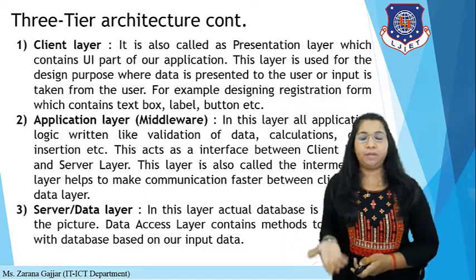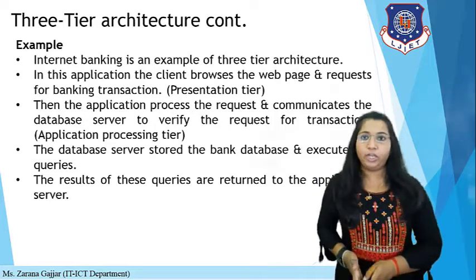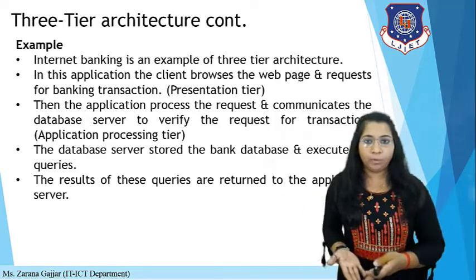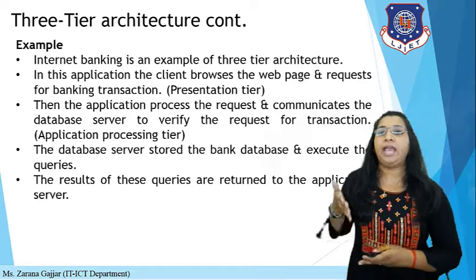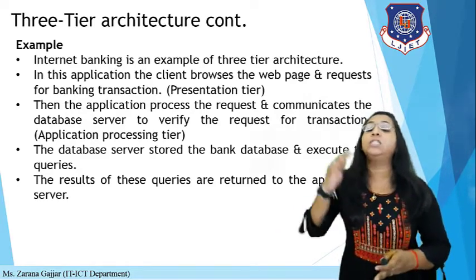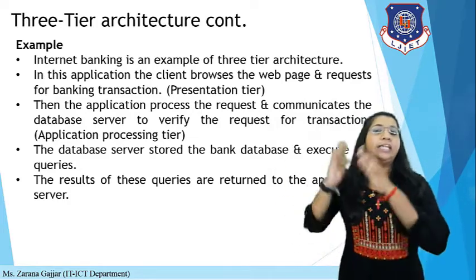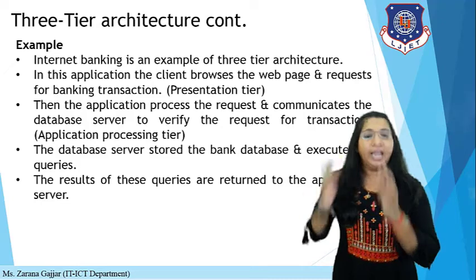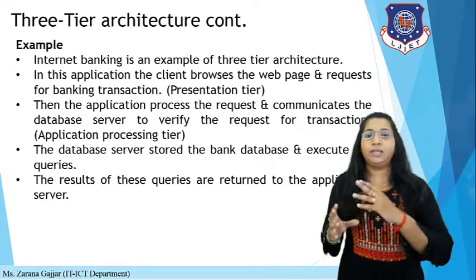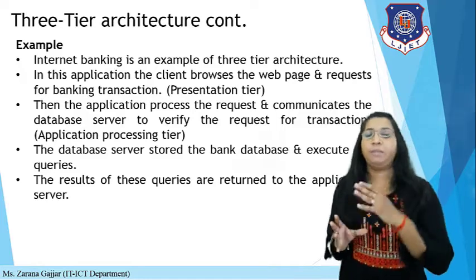Now let's understand it by an example. The example is internet banking. Nowadays internet banking is commonly used. Internet banking is an example of three-tier architecture, where the client browses the web page and requests a banking transaction. That is your presentation tier, meaning your client layer. So you are requesting a website for internet banking, for any bank website.